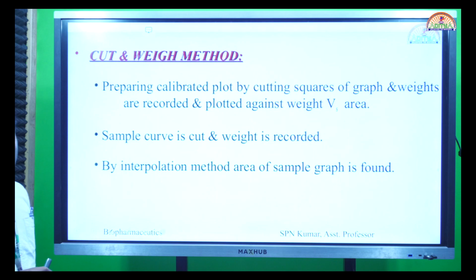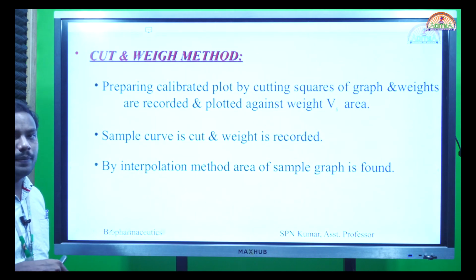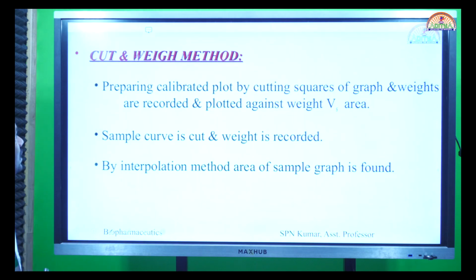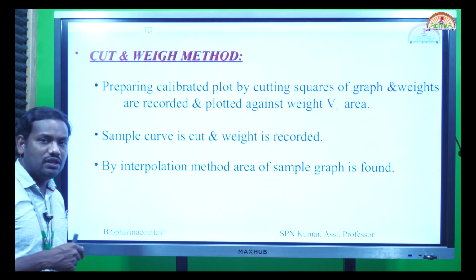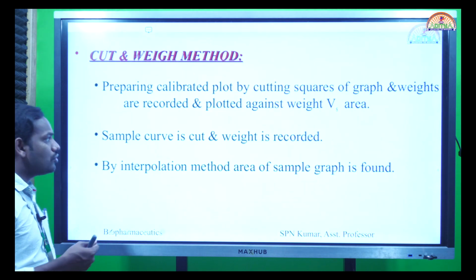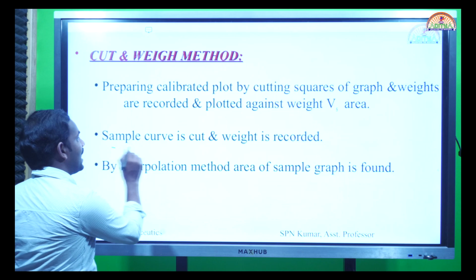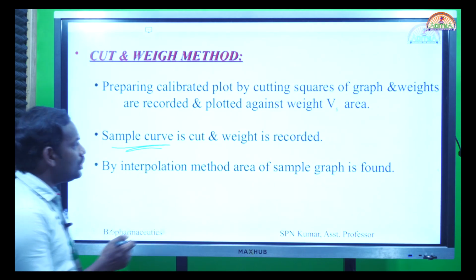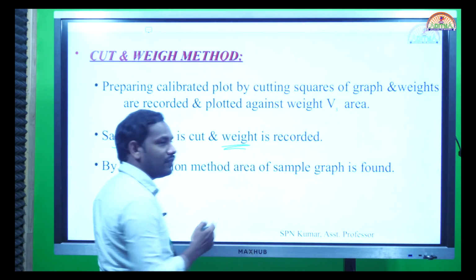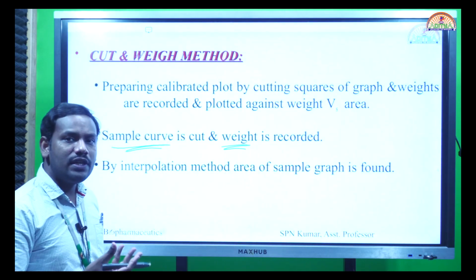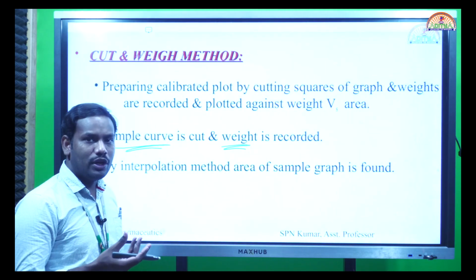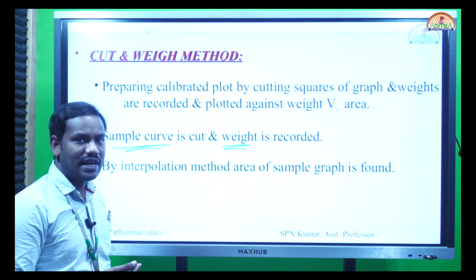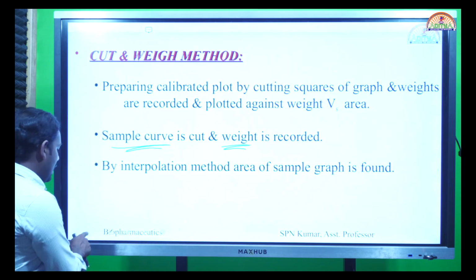This is called the trapezoidal rule. Since it looks like a trapezium, it is called the trapezoidal rule. Other than the trapezoidal rule, graphical estimation, there is the cut and weight method. A sample curve, a calibrated curve, can be taken. It will be broken into small pieces, and each weight, in the sense not the actual experimental weight, the frequency of that particular polygon, if it is taken and measured statistically, can also give your AUC value.